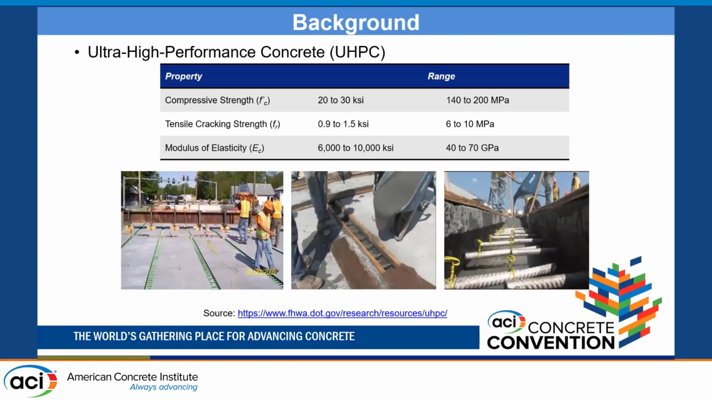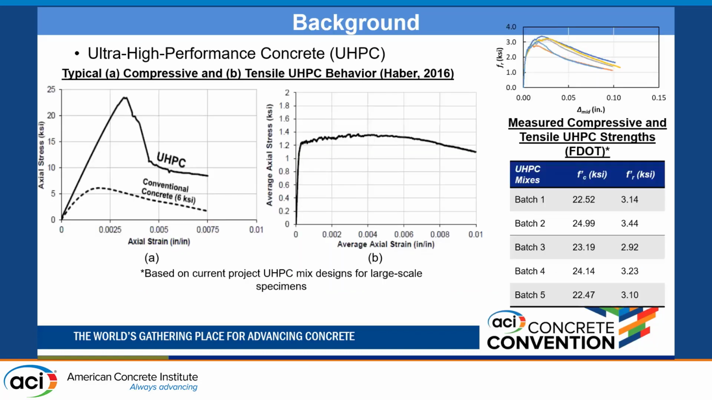Ultra high performance concrete: the solution we want is to replace the cast-in-place deck and the connecting mechanisms that you saw before, and use UHPC only in the joint, the closure pour. UHPC is well known for its properties: high compressive strength, tensile cracking strength, and higher modulus of elasticity. Here are two examples of typical compressive and tensile UHPC behavior, figure A and figure B. And also you can see on the far right some examples of the measured compressive and tensile strengths we got in the testing for different UHPC batches.